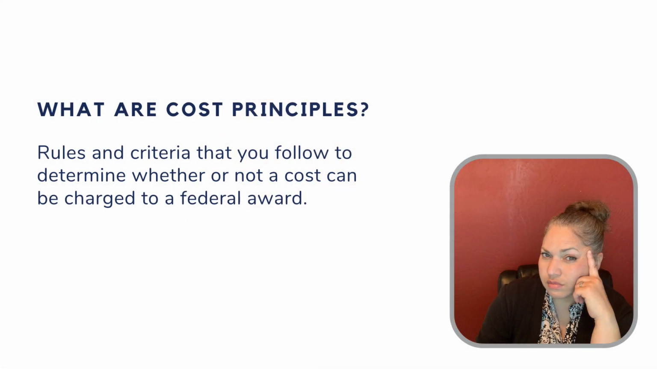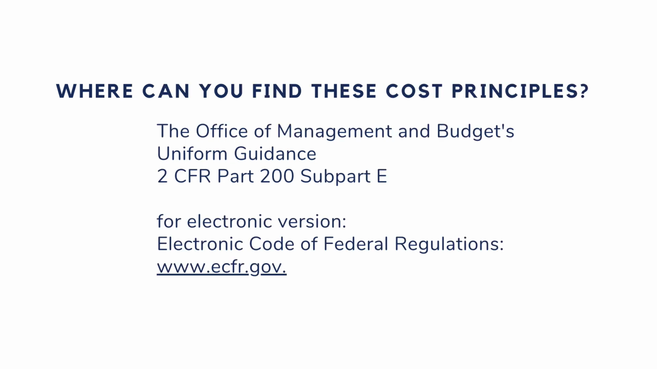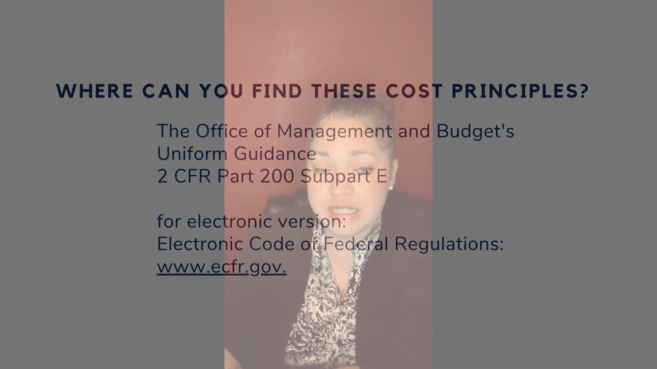Cost principles can be summarized as rules and criteria that you use to determine whether or not a cost will be allowable on a federal award. These cost principles can be found within the Office of Management and Budget's Uniform Guidance 2 CFR Part 200, Subpart E. And this is applied to state governments, higher education institutions, tribal governments, local governments, and nonprofit organizations.